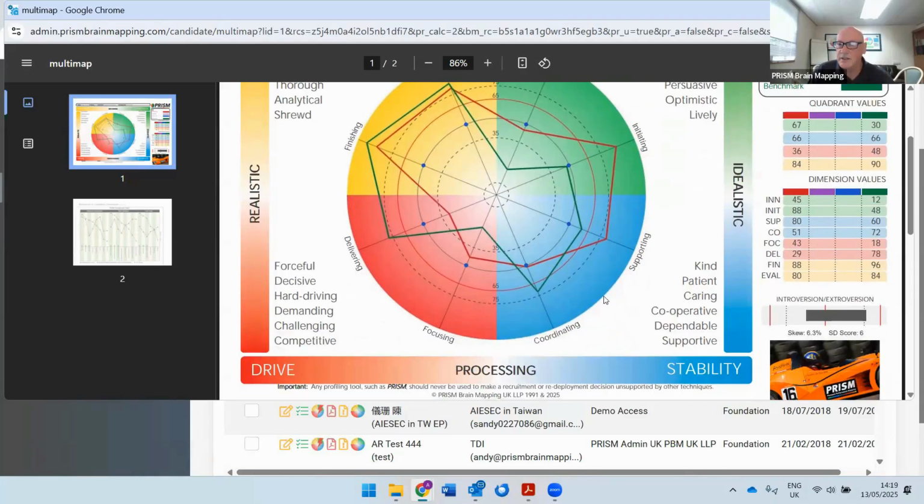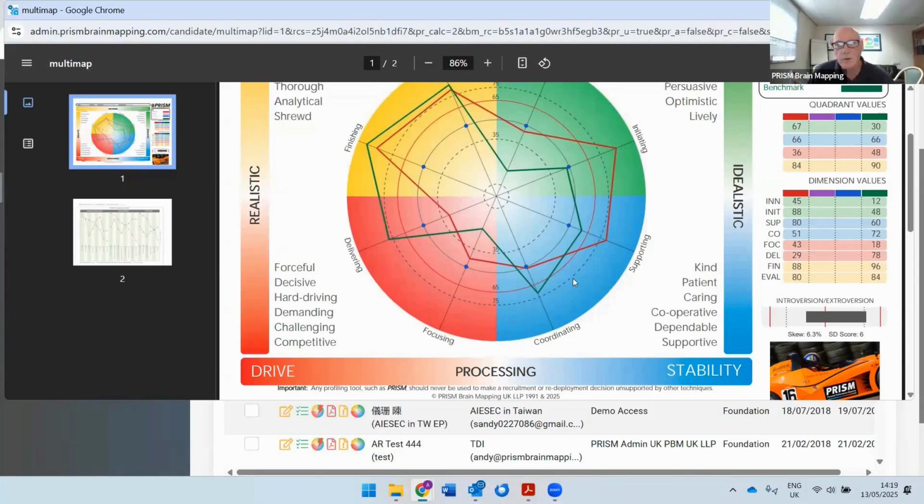In terms of coordinating and supporting, I would say that both of those are probably okay. The candidate's at the midpoint. We want a little bit more than that, between 65 and 75. That's a little bit of a mismatch, but perhaps not critical.